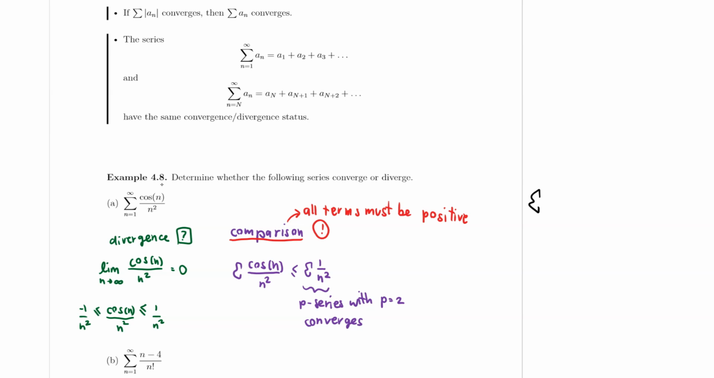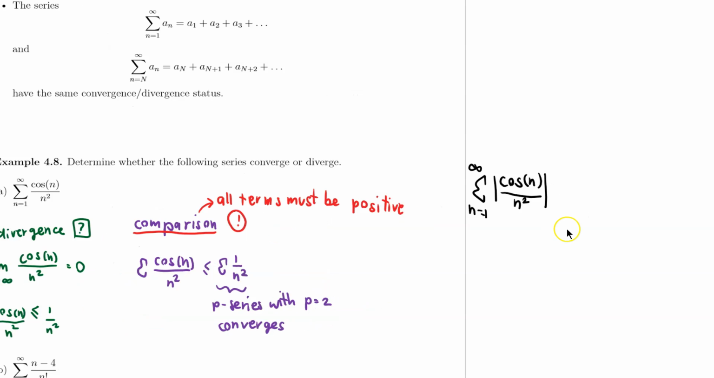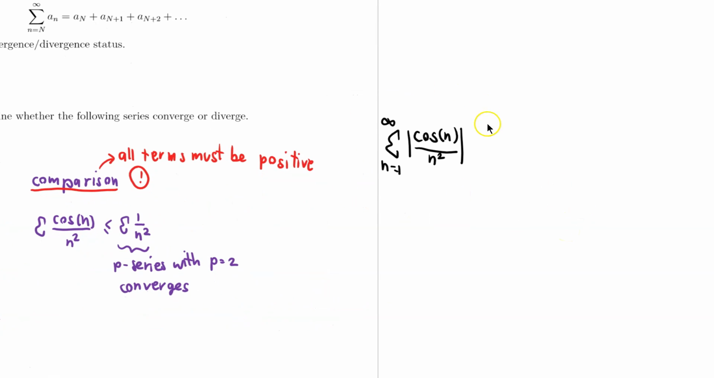Let me look at the series, the absolute value of cosine of n over n squared, when n goes from 1 to infinity. So here, this is the absolute value of the original series that we have. If I can conclude that this converges, then I will be able to conclude that the original series in question is also going to converge. Now, all the terms in this series are going to be positive, and I know for sure that this is going to be less than or equal to the series that we have here, 1 over n squared.